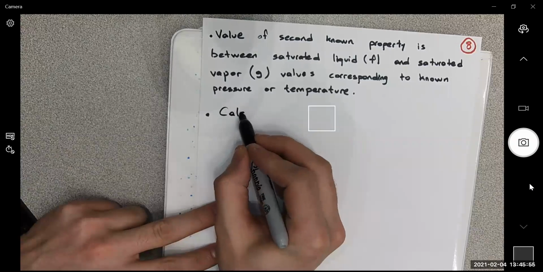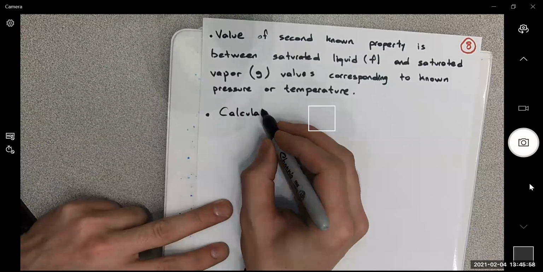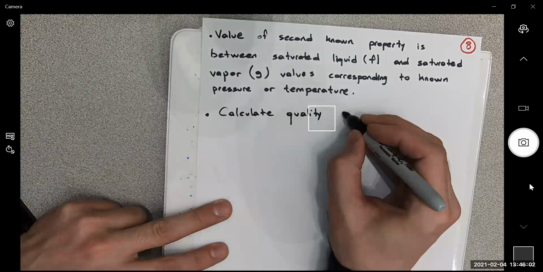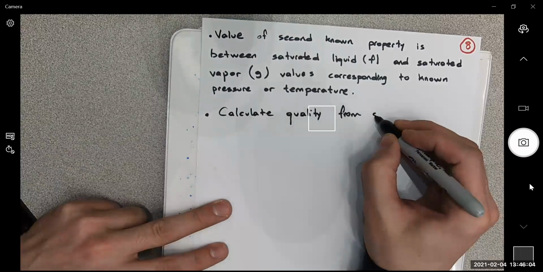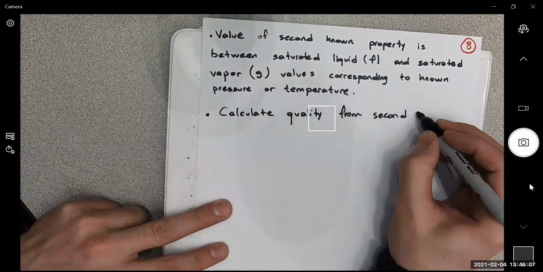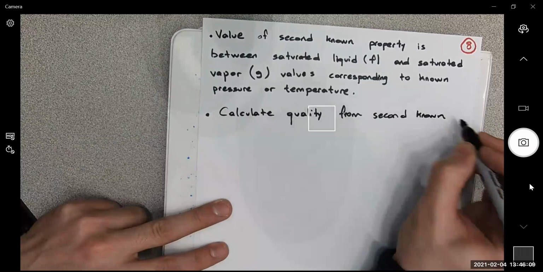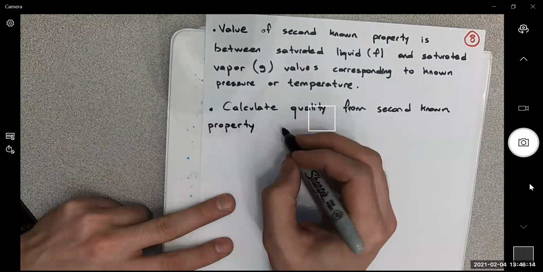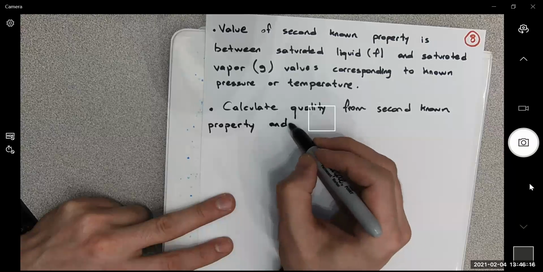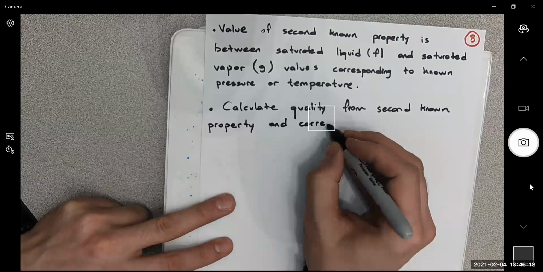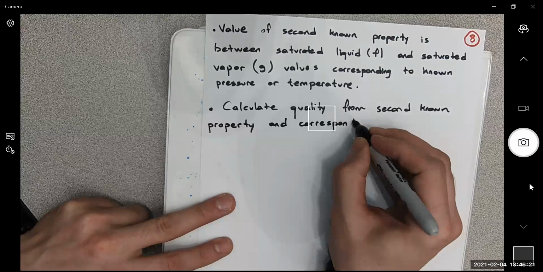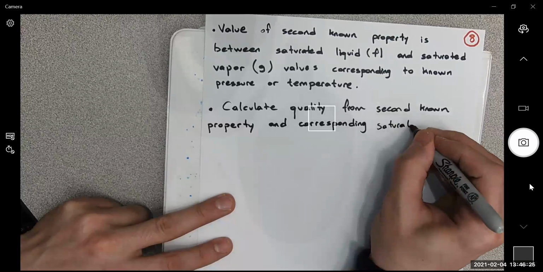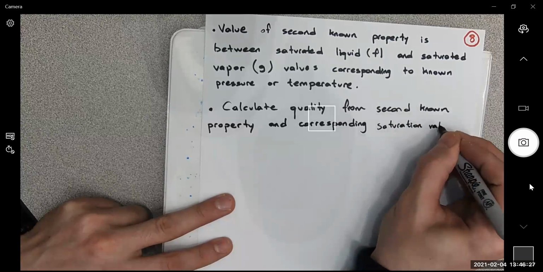Calculate quality from the second known property and the corresponding saturation values.